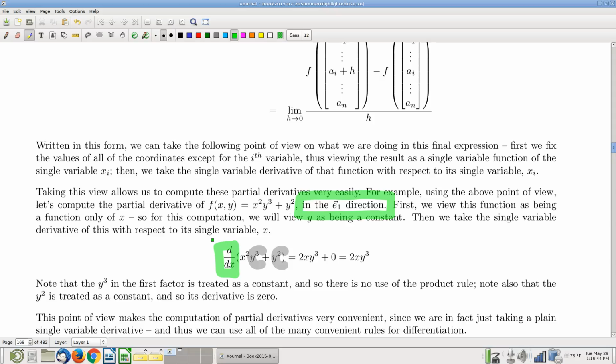Next term, taking the x derivative of y squared. There's a temptation to look at this y squared and think multivariable calculus. But I'm moving in the e_1 direction, so y is constant. It may be a bulky constant, but it's a constant, and the derivative of a constant is 0. Does that make sense to everybody? This is how you compute partial derivatives. These are the world's easiest derivatives to compute.